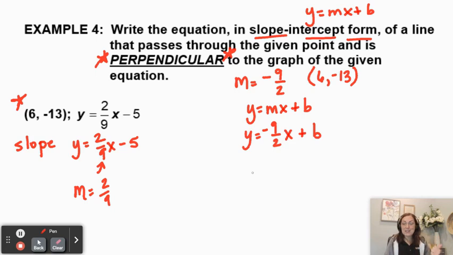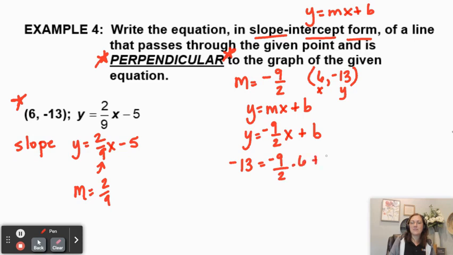And then just like we did before, we're going to use this x and y. This x is 6 and y is negative 13. We're going to substitute those into our equation. So negative 13 in place of the y and 6 in place of the x. As always, you can write that 6 as 6 over 1 because it makes it a little easier. Although you can always use your calculator. Remember, I link the graphing calculator, the free Desmos graphing calculator in the description. Feel free to use that.